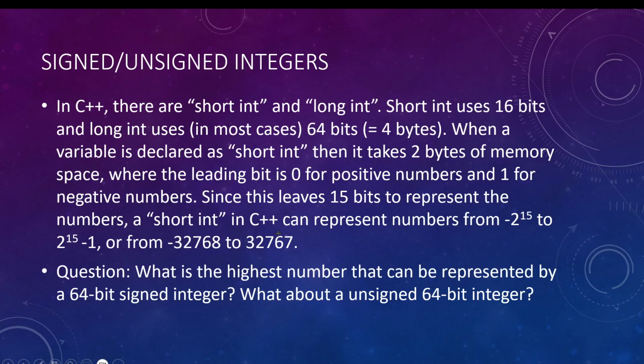Okay, so since the integer uses the leading bit, 0 for positive and 1 for negative, here's something to think about. If you have 1 and 15 zeros in a short int, then what does that mean? It is a 2 to the 15th power number. That's what it is. So it's in the ballpark of 32,000, 33,000, something like that.